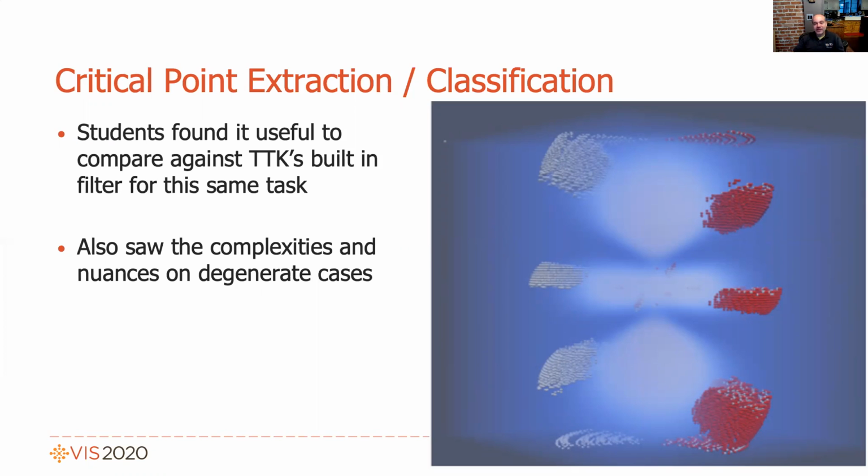And you can see here for this data set, there's a lot of critical points being shown up on the right-hand side, and that has a lot to do with the numerics of the data set as well as the geometric robustness of trying to extract critical points.